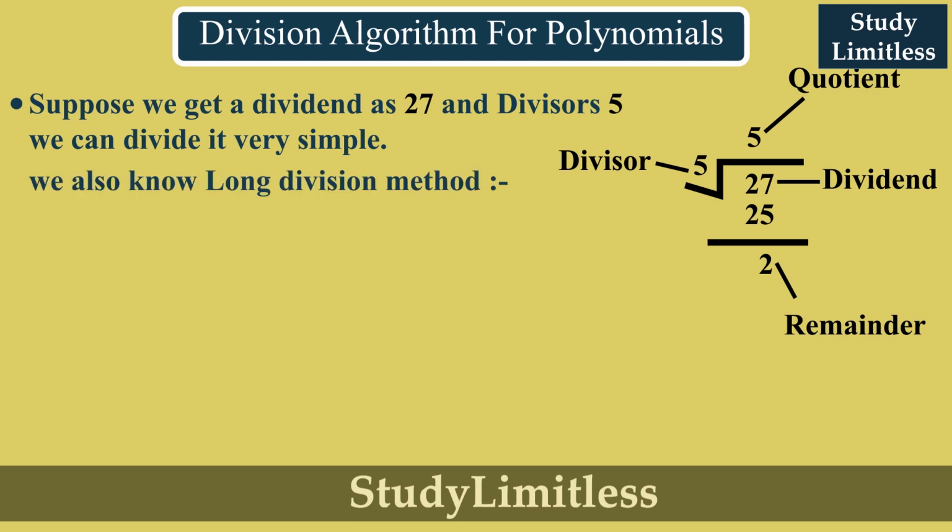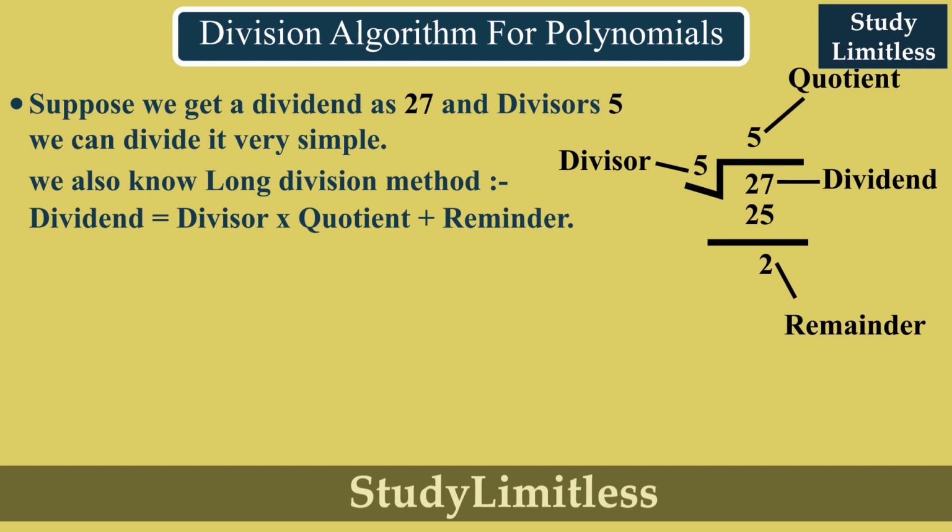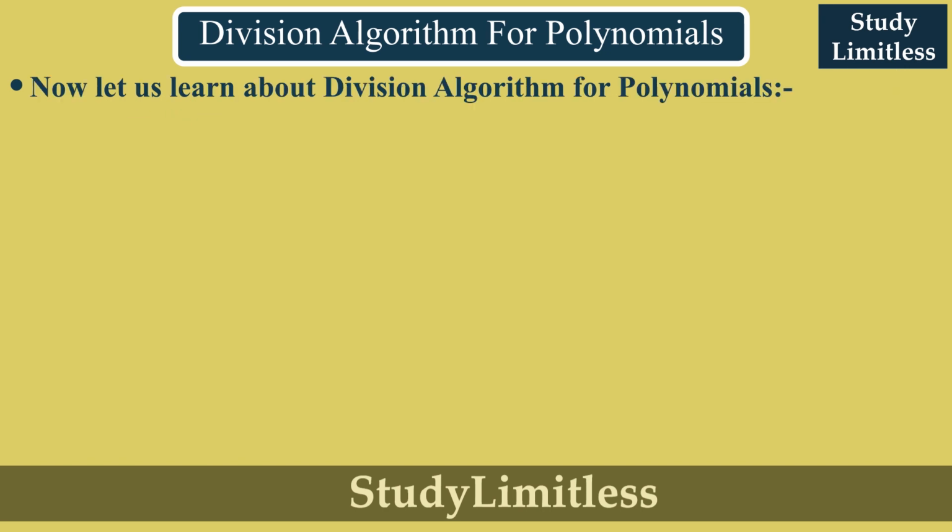And we also know the long division method, where dividend is equal to divisor into quotient plus remainder. So with the previous division we can write 27 is equal to 5 into 5 plus 2. Now let us learn about the division algorithm for polynomials.